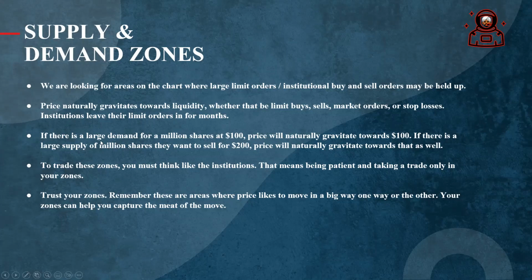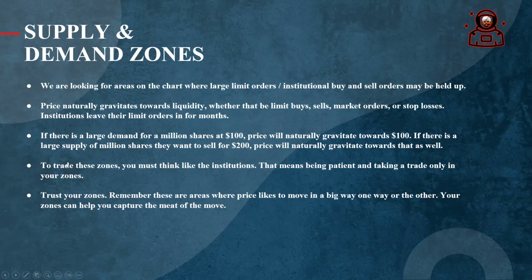So, if there's a large demand for 1 million shares at $100, price will naturally gravitate towards that $100. If there's a large supply of 1 million shares, they all want to sell for $200, price is going to go towards that $200 and get those 1 million shares off. It's kind of like an auction house.